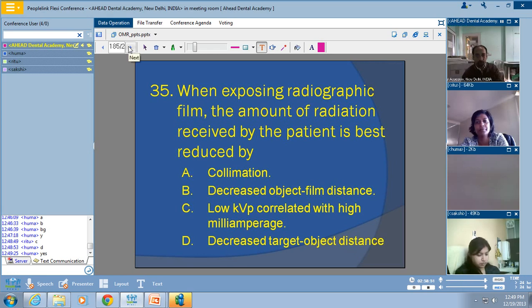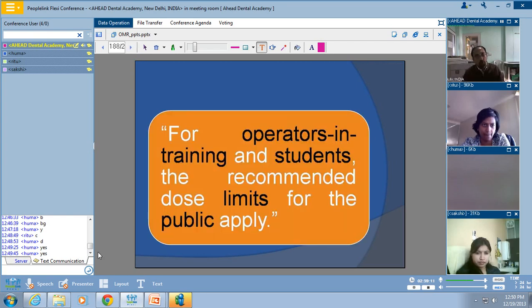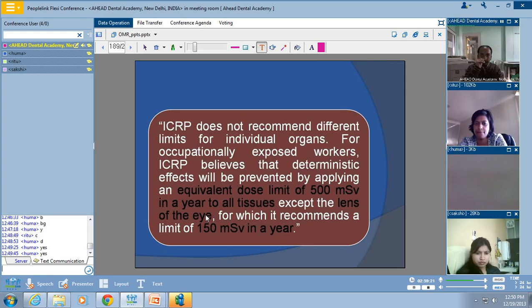Just a quick recap. Whether it is a male or female, there is no discrimination in the dose limit, except when a pregnant female is there. So males and females, no difference in radiation exposure. Either we are students or operators in training, the recommended dose limits for the public apply. And again, equivalent dose is 500 millisieverts. The maximum permissible dose, MPD, is 500 millisieverts. Is it clear?